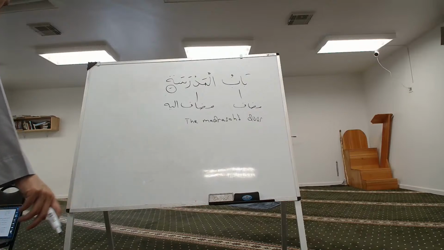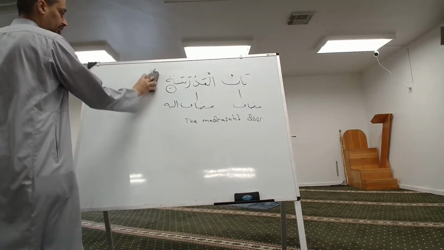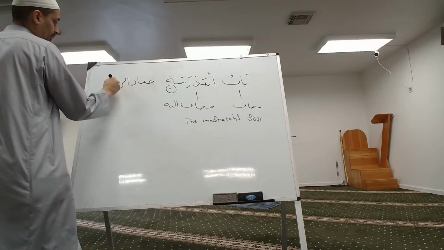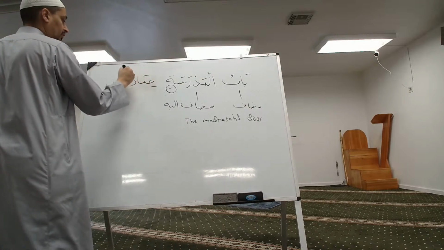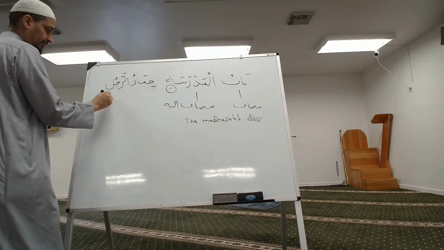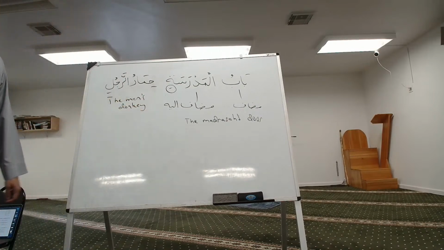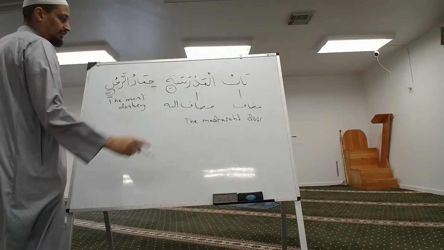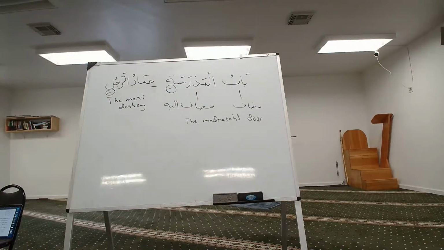The second one, we have himarur rajuli. The man's donkey. Okay? So, rajuli, mudaf ilayh, himar, mudaf. So, what's being possessed? Donkey. Yes. By whom? Man. Yeah.